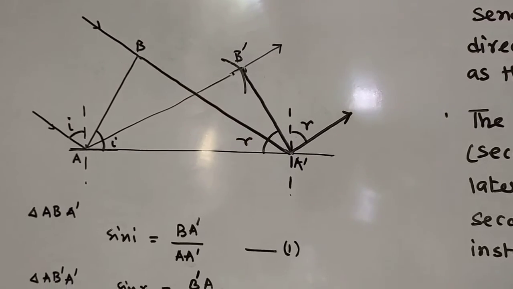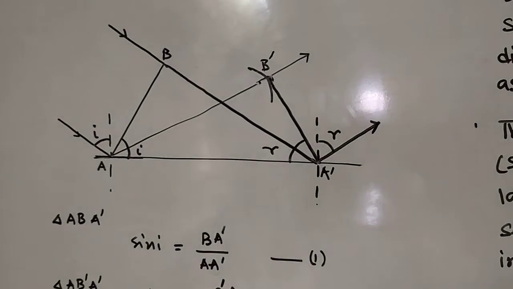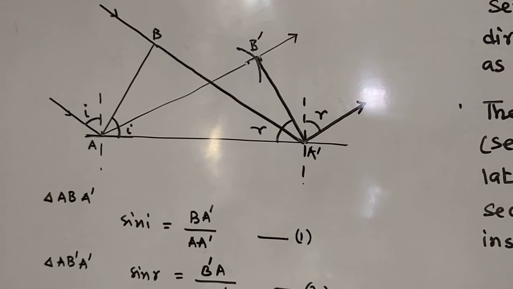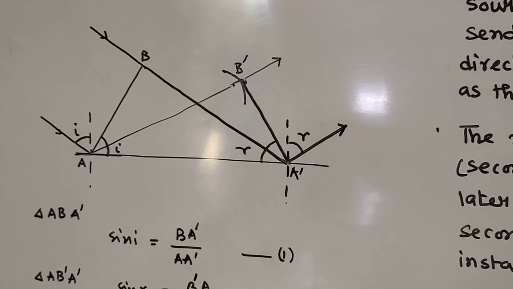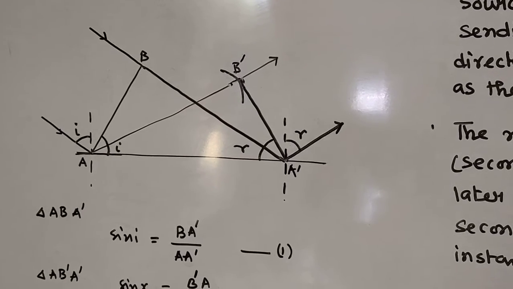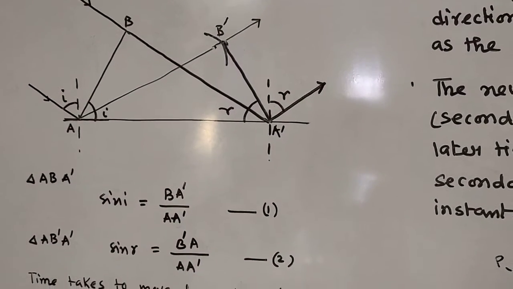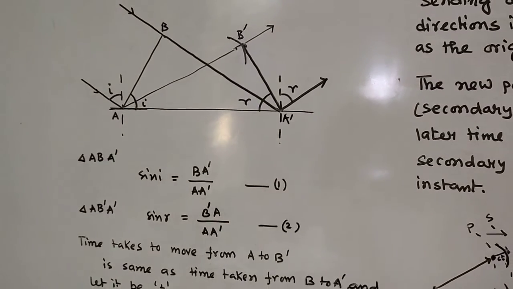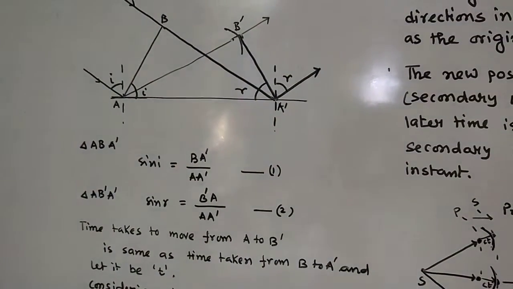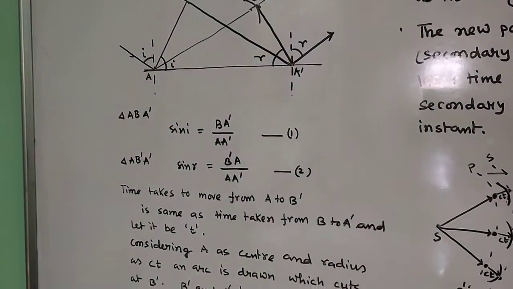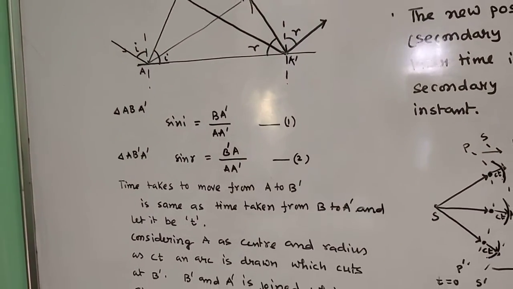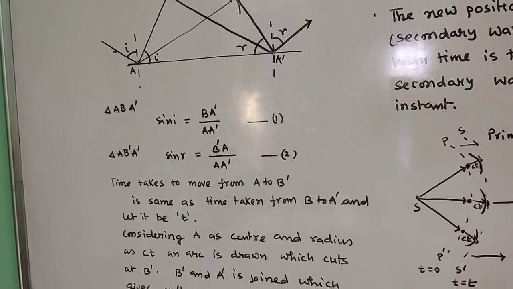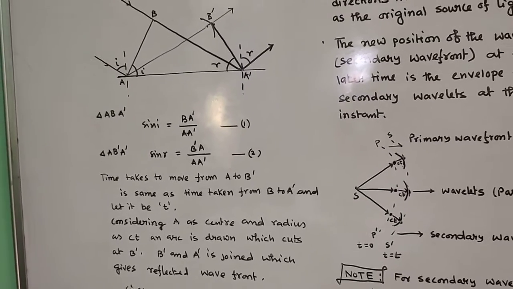Now if you consider sin i, because rays are perpendicular to the wavefront, sin i is perpendicular by hypotenuse, BA dash by AA dash, and sin r, if you consider again, is B dash A by AA dash. Here we have written that the time taken to move from A to B dash is the same as the time taken from B to A dash, and let it be t. Considering A as center and radius as ct, where c is the speed of light, an arc is drawn which cuts at B dash. B dash A dash is joined, which gives the reflected wavefront.